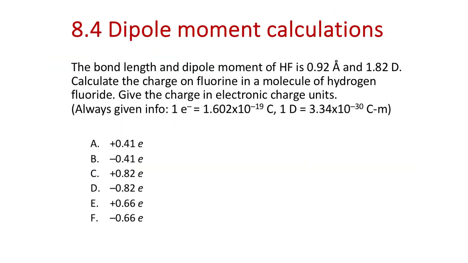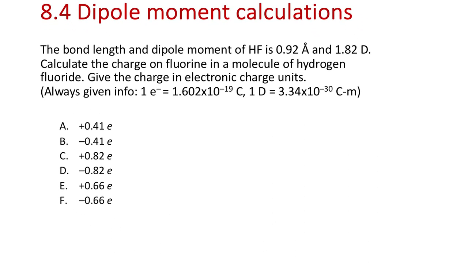Okay, so let's look at this problem here. The problem is telling us that the bond length and dipole moment of HF are what they were in the previous slide, 0.92 angstrom. And of course, we're probably remembering this would be 0.92 times 10 to the minus 10 meters, because 1 angstrom is 10 to the minus 10 meter. And then the dipole moment is 1.82 Debye. Can we calculate the charges on fluorine in a molecule of hydrogen fluoride?